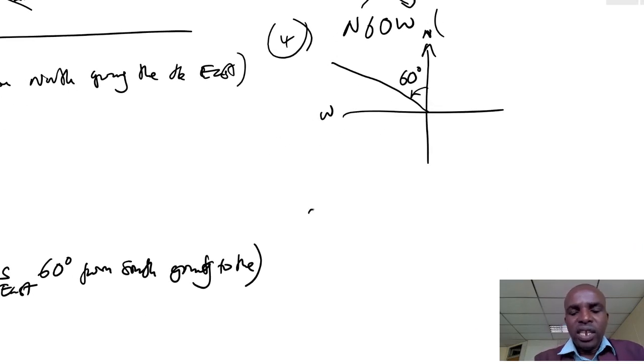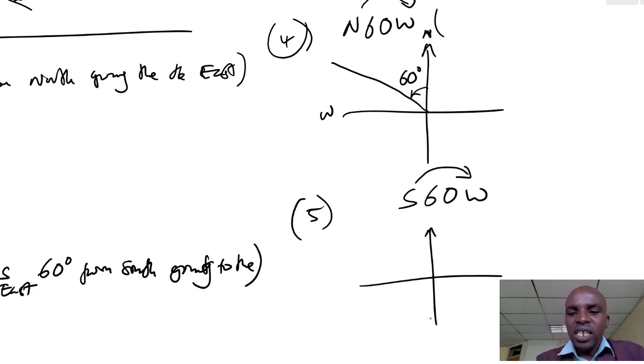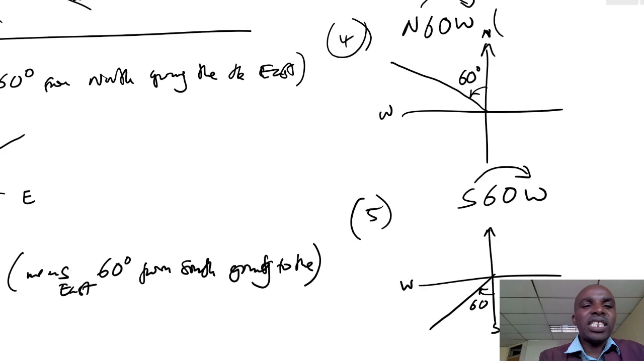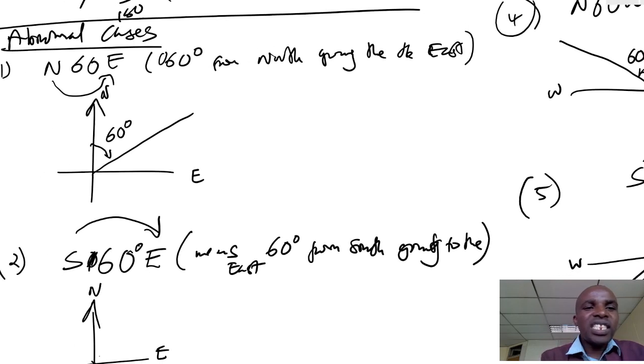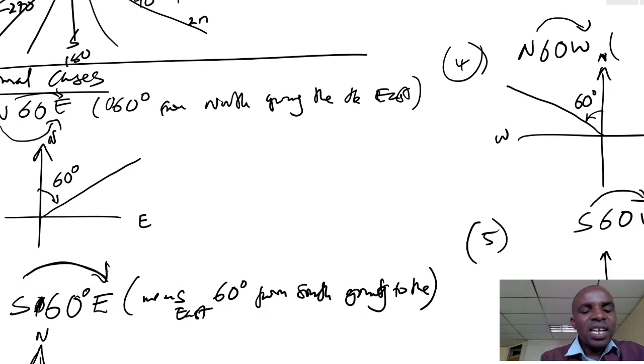Then next, number 5. 60 degrees south going to the west. From south going to the west, the angle is actually 60 degrees. This one is my south, this one is my west. From south going to the west, this angle is 60 degrees. That's what it means: 60 degrees southwest, northwest, northeast, southeast. So that's the meaning of these items.